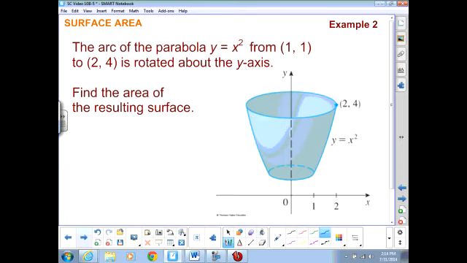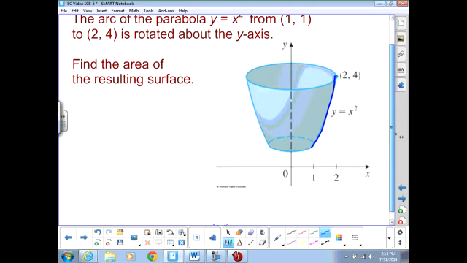So next example, we're going to take y equals x squared from (1, 1) to (2, 4), and we're going to rotate it about the y-axis. So we're going to take this right here. With this one, we're going to show you that you could do it either with x's or with y's. Let's first do it with x's. So we'll start with y equals x squared. The derivative will be 2x. The derivative squared will be 4x squared. And when we add 1 to it, we'll just have 4x squared plus 1.